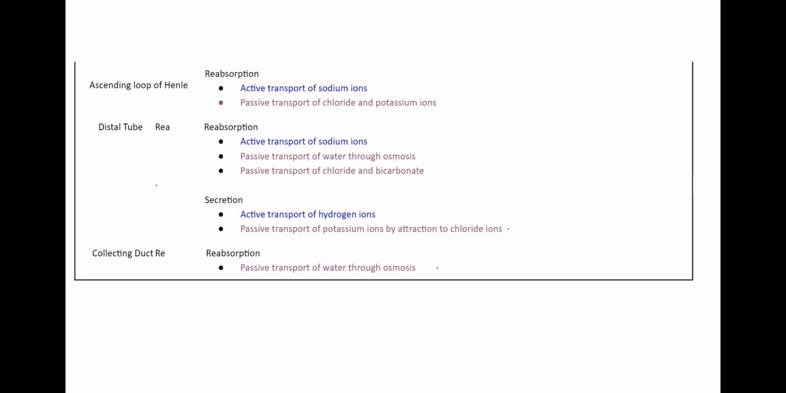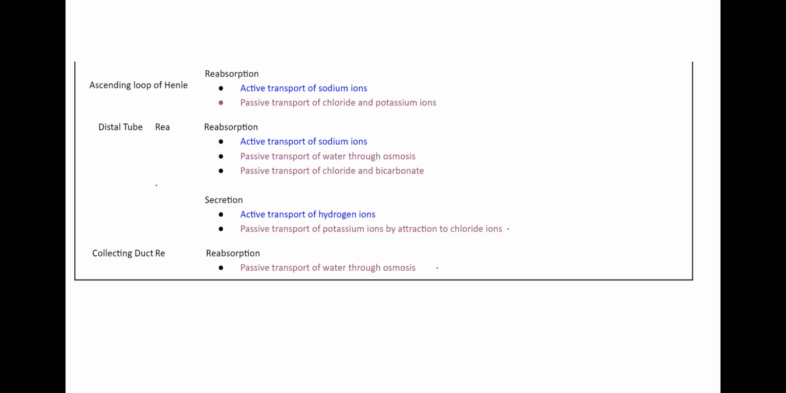So the ascending loop. Now we're going up the loop of Henle. At this point in the loop of Henle, we are going to reabsorb again, so putting things back into the blood. You'll notice reabsorption is a big part of the loop of Henle. What I'm doing is moving sodium back into my bloodstream, and again, passive transport of the things that would be attracted, chloride and potassium ions.